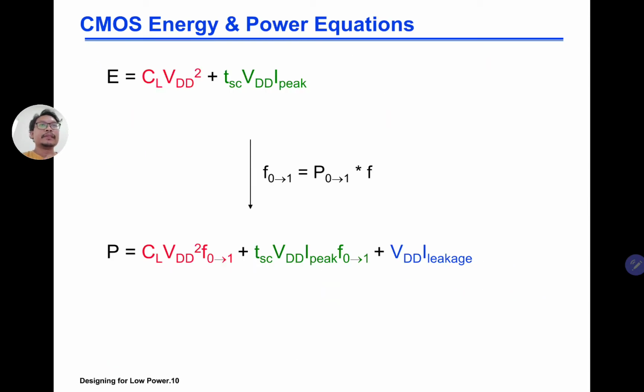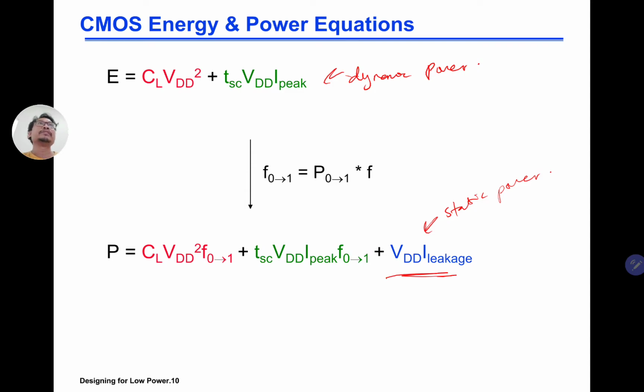So let's look at this important equation here, the CMOS energy and power equation. We have the E here, so here is your dynamic power, and here is your static power. So power in general can be divided into two parts: dynamic power and static power. So what is dynamic power? I think it's going to be explained in the next slide.